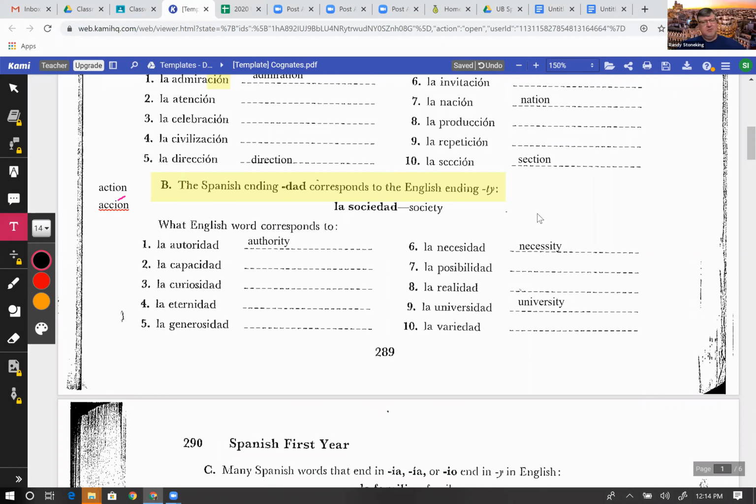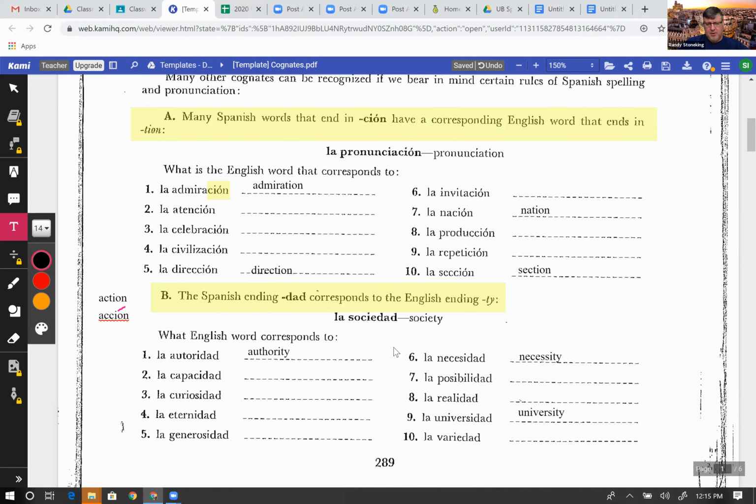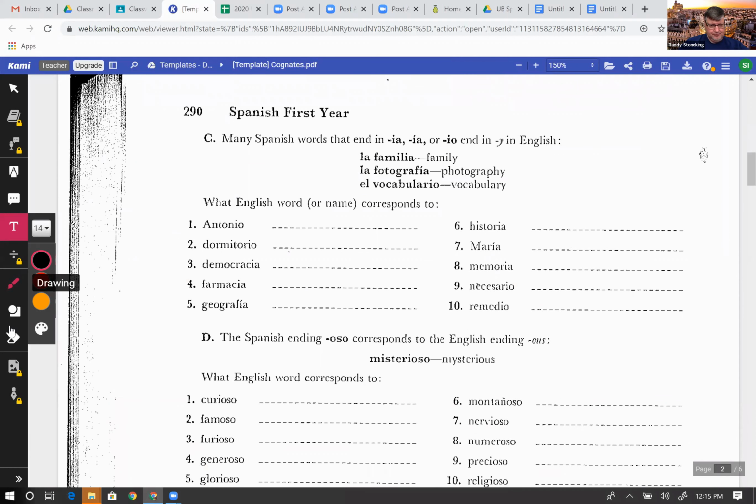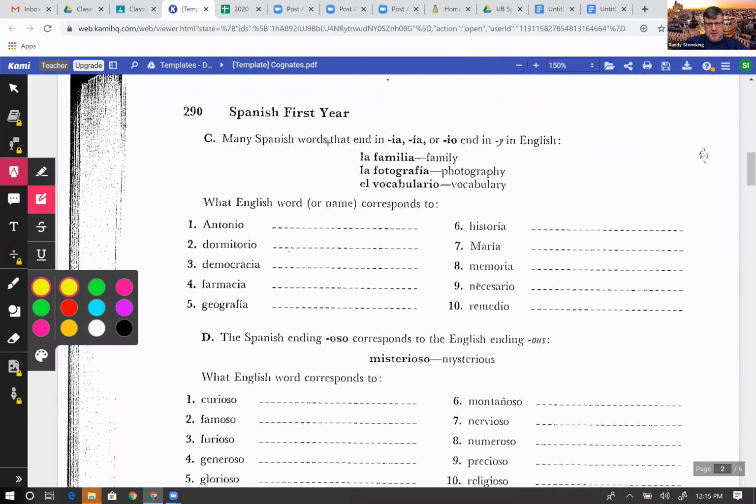Let's leave that. Let's go to the third one. So let's scroll. We did the CION pattern. We did the DAD pattern. Let's go to the second page and look at this pattern. Again, this one is one that we see a lot in Spanish and English. There are different variations of it though.